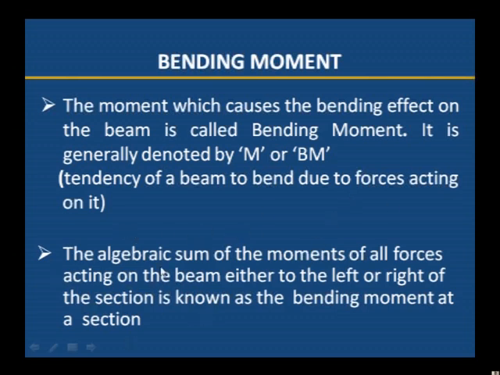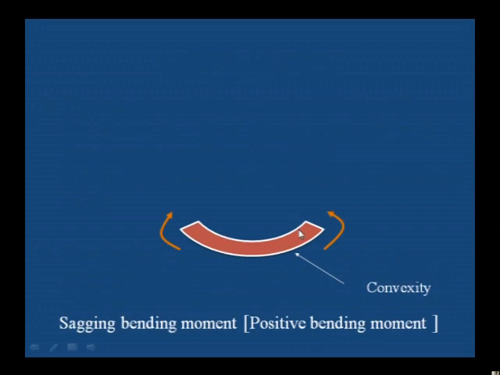Definition of bending moment is algebraic sum of the moment of all the forces acting on the beam either to the left or right of the section is known as the bending moment at a section. In the same way, algebraically we have to sum all the moments about any one particular point, left or right, then whatever the value we will get, that is known as a bending moment.